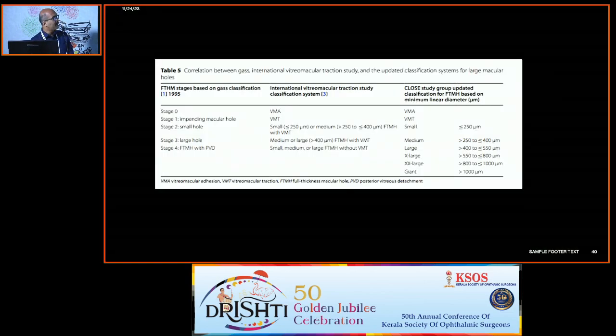So there are 3 classifications available for vitreomacular interface abnormalities. Everybody knows this is the GASS classification, this is the International Vitreomacular Traction Study classification, and this is the CLOSE study group classification. I would like to highlight this point once again. For smaller holes we used to do macular hole surgeries, but recently the CLOSE group evaluated larger holes. So they divided holes again into large hole, extra large hole, double extra large hole, and a giant hole. So virtually now we operate on any macular hole.